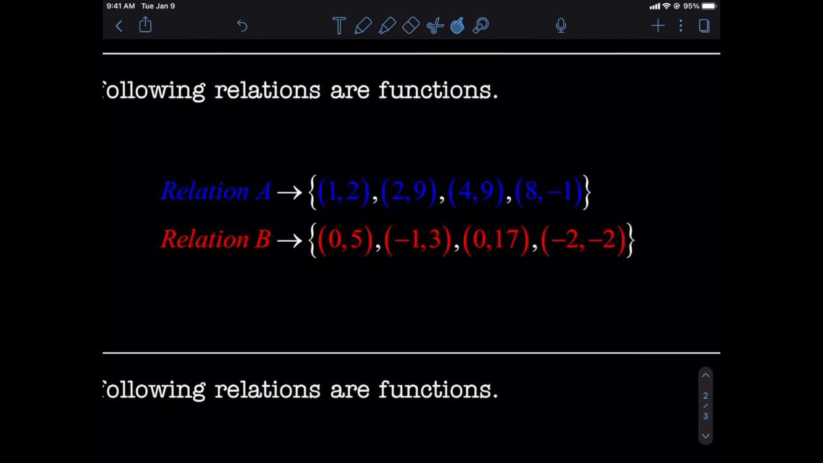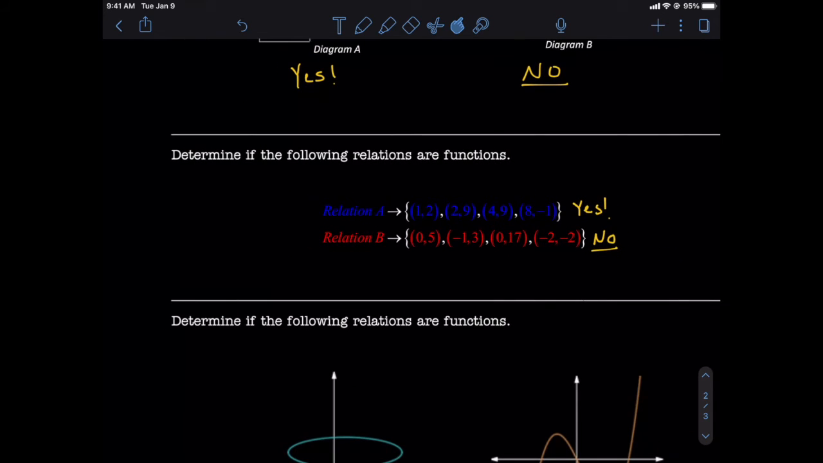For points, we want to make sure that no x value is repeated. In relation A, we have 1, 2, 4, and 8 as our x values. Since there are no repeats in this, we say that yes, relation A is a function. How about relation B? We have 0, -1, and repeated zeros here. In the third point and in the first point, we have the same x value, which tells us that no, relation B is not a function. Nothing to it here, folks.